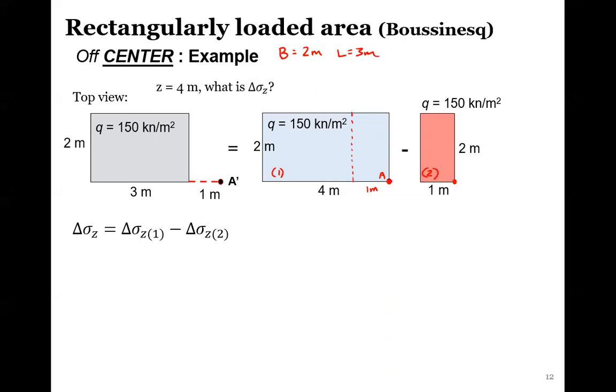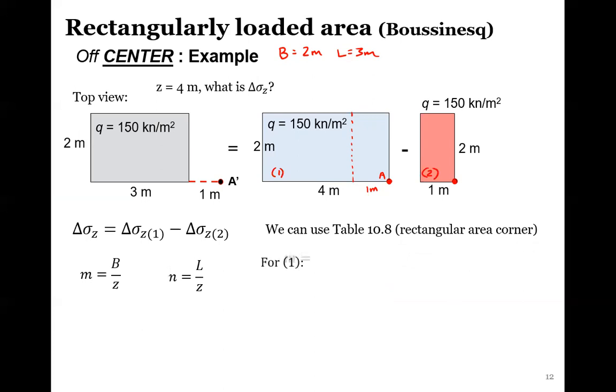So what we would do is look at table 10.8, which is the rectangular area corner. And so for 1, our M and N, M is B divided by Z. So again, our Z is 4 meters. So B is 2 divided by 4, which equals 0.5. And then our N for our first circle is L divided by Z. So that is 3 divided by 4, which is 0.75.